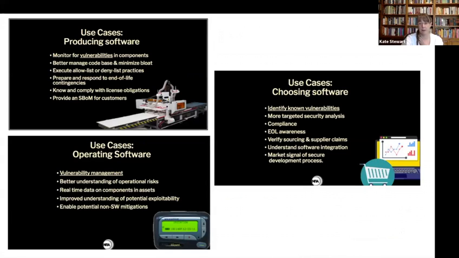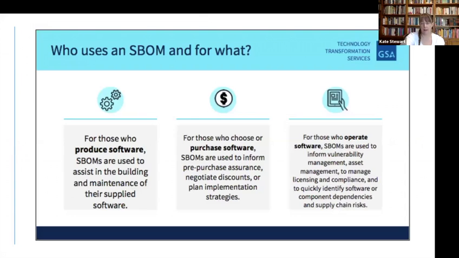And they've been starting to talk about this pretty extensively. These are various slides of the use cases about producing software, operating software, choosing software. Why do you care about having an SBOM? This is from some of their material. And then the GSA is now starting to recognize this as well. They're talking about who uses an SBOM and for what? Well, you can produce, choose, purchase, or operate software. In all these cases you want to have an SBOM in play.